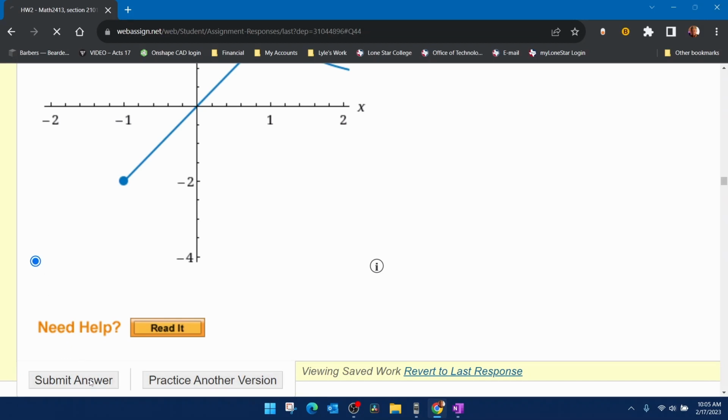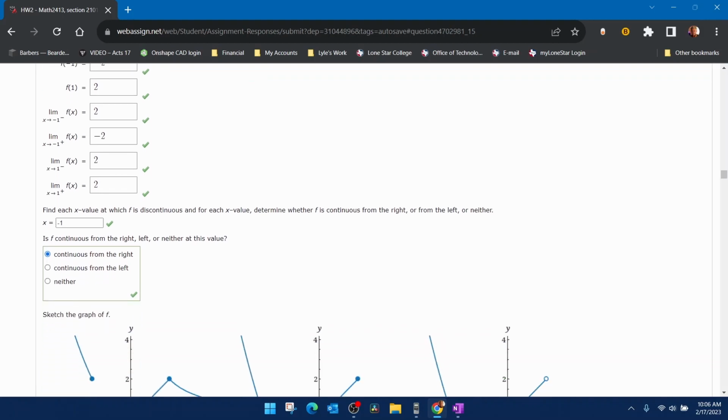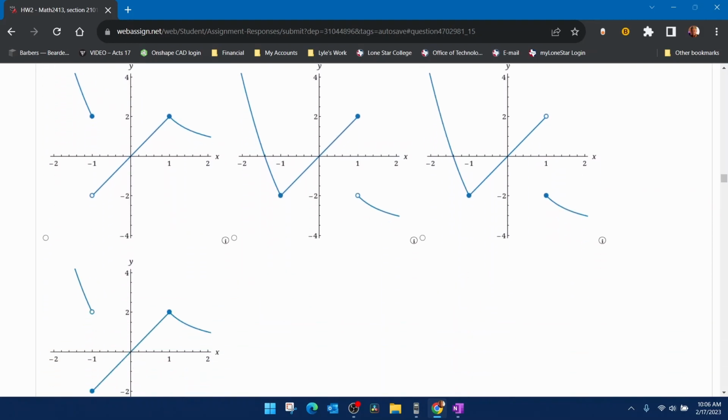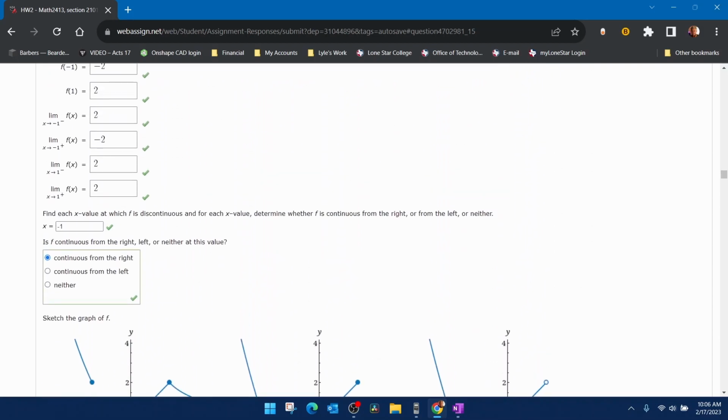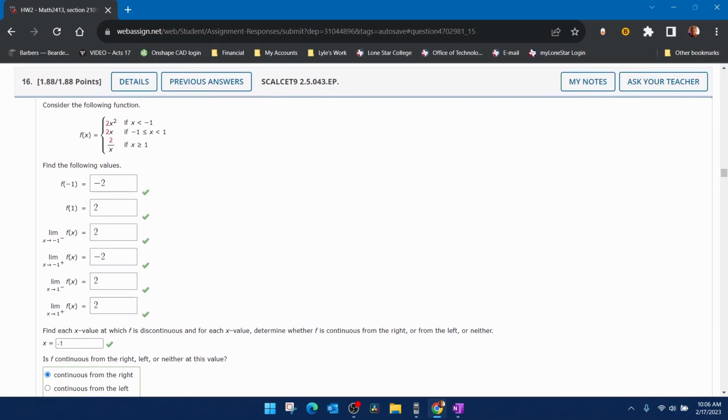We're going to submit our answers and see how we did. And looking at all of our answer choices, including the graph, yes, it appears we got the green check of success for all of the parts. And so that's going to do it for this particular problem.